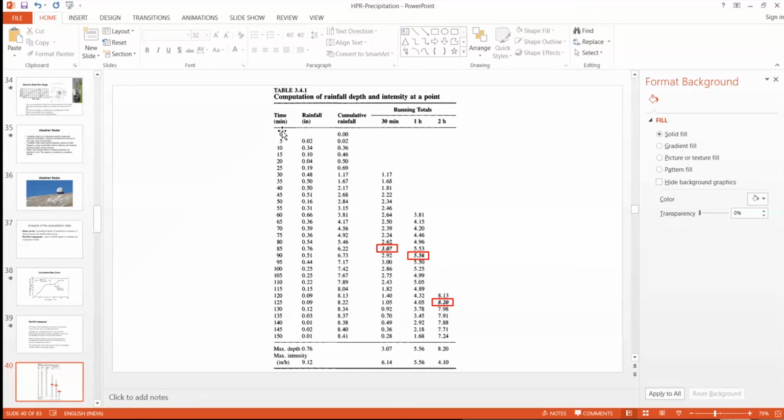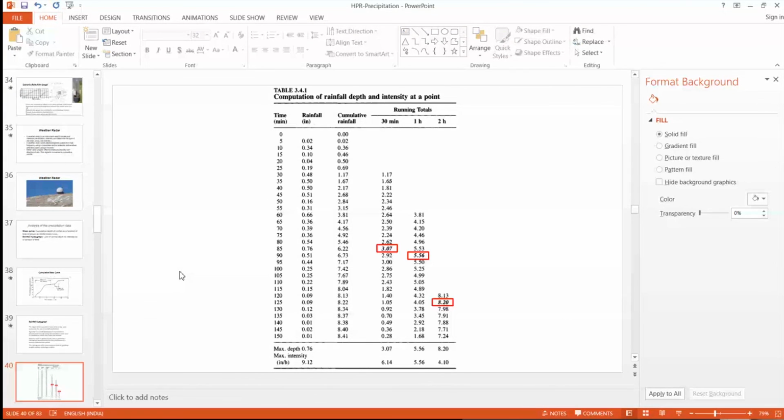You can see that this first column gives time. The second column gives the rainfall collected during those intervals. From 0 to 5 minutes, the rainfall collected is 0.02 inch, and from 5 minutes to 10 minutes, the rainfall collected is 0.34. This is not a cumulative one. Every interval is independent of the other. From 10 to 15, again the rainfall depth is 0.10 inch.